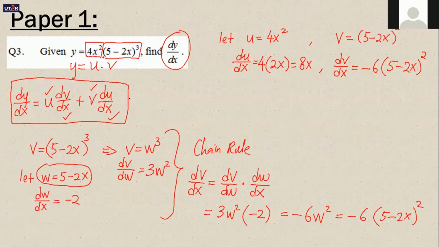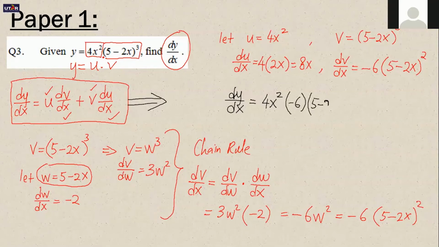So now, by using the product rule, dy over dx will equal to u, 4x squared, times the dv over dx. We have negative 6 times 5 minus 2x whole thing squared. Then plus v. This is your v. And what about the du over dx? du over dx is 8x. Okay? So you complete the differentiation.